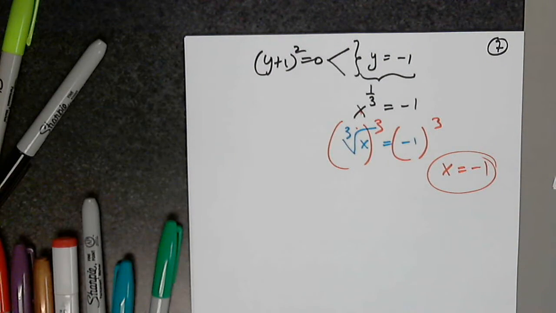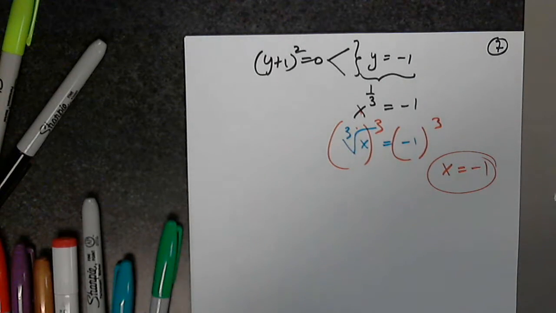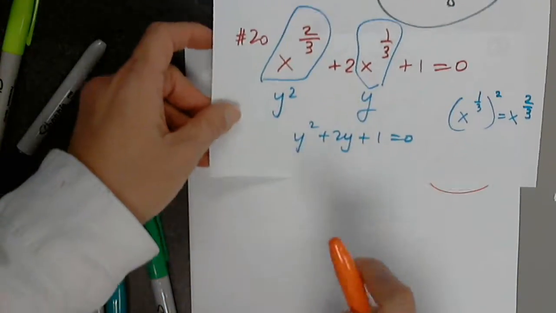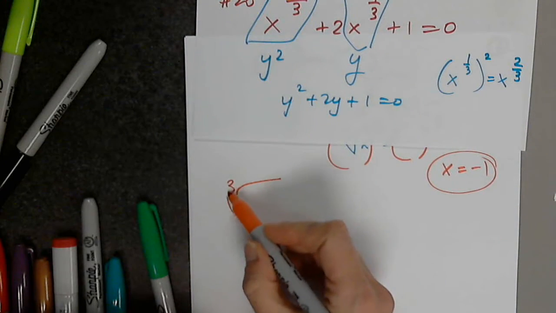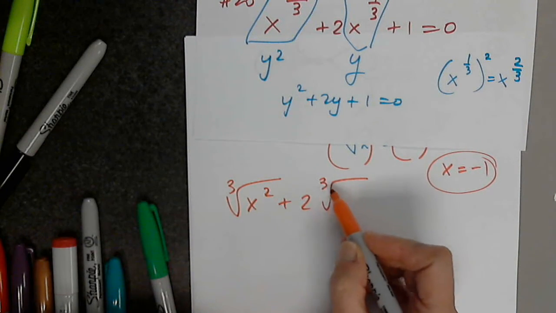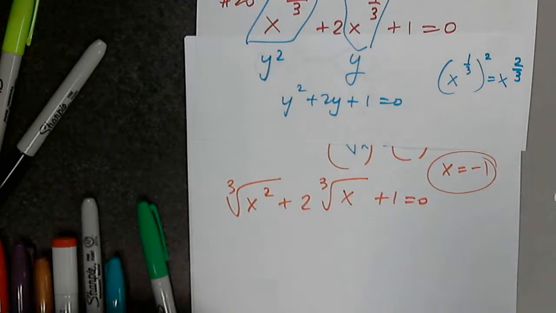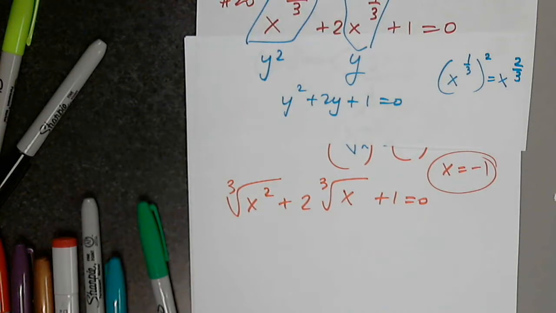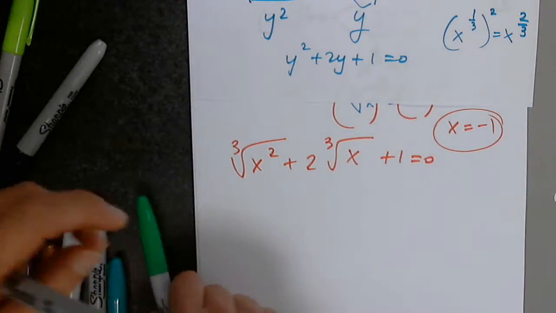Since I raised both sides to a third power, I know it's going to work, but what does the theory say? Every time I use the principle of powers that raises both sides to a power, what do I have to do for sure? Right. Let's do it. Although we know since it's an odd power, it will work, but I still have to go back and check. Okay. I'm going to rewrite the equation as the cube root of x squared plus 2 times the cube root of x plus 1. And I'm going to plug in negative 1. The reason why I did this is because it's easier to see what happens here.